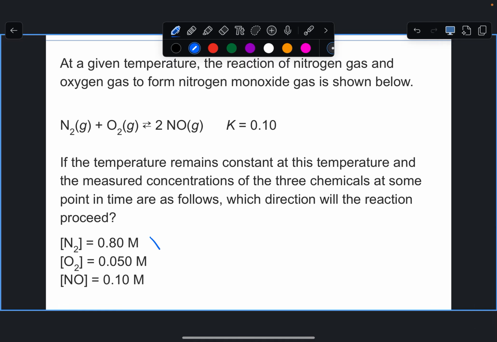So these are, I'm going to say, current concentrations. We don't know if it's at equilibrium, or which way it would have to shift, but you need to find the Q and then determine, based on Q versus K, which direction the reaction is going to proceed.